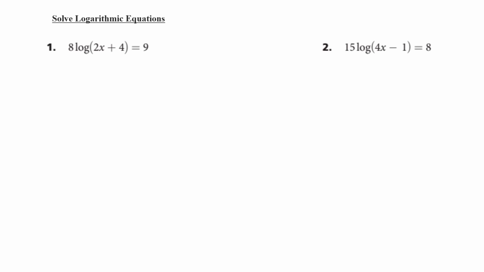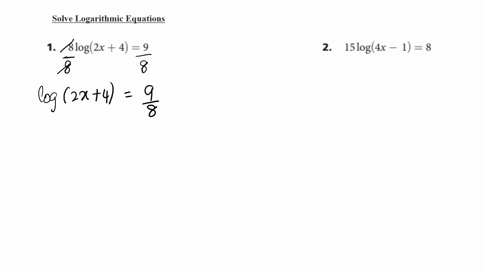Now let's try to solve such kind of questions containing the log. Remember, in order to get rid of the log and find the value of x, it's very important that you get rid of any number which is written before the log or after the log. So here 8 is multiplying, so I will divide both sides by 8. So I will get log(2x + 4) = 9/8. Do not change into decimal until the last step of the question comes.